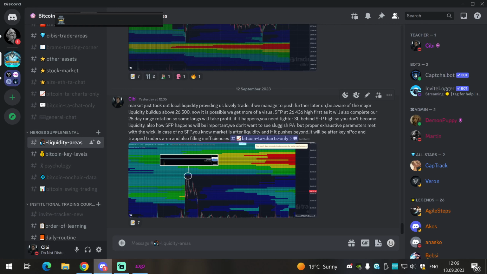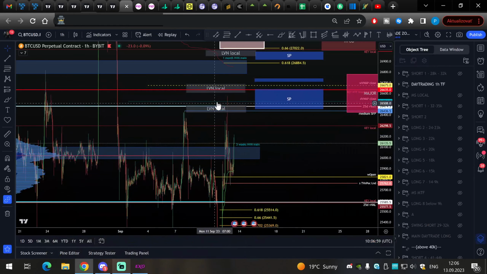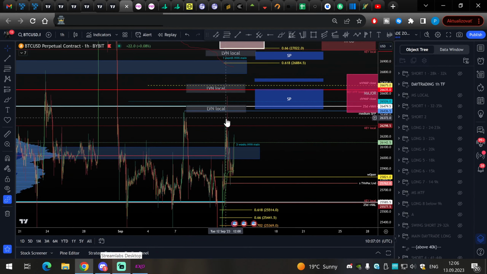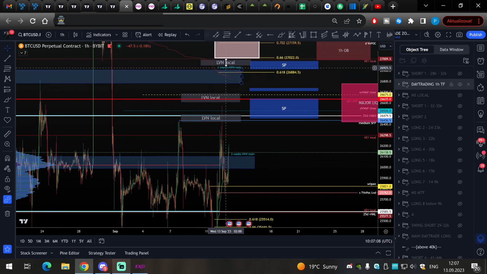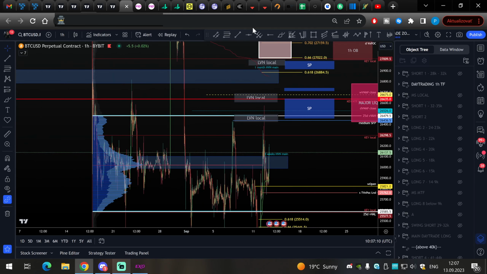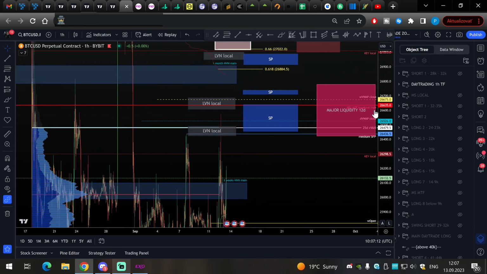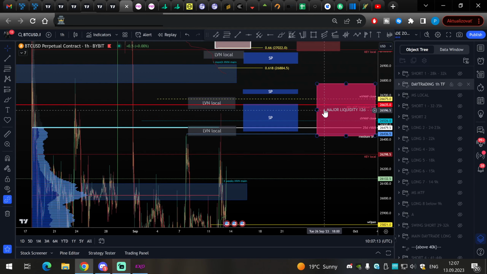You see, I also said if it happens, you need a tighter stop loss behind the swing failure pattern high so you don't become liquidity. So you are doing a swing failure pattern, you're already getting risk free. Now you are making a lot of money already. We take profit too, but you don't want a very wide stop loss like somewhere here or here, unnecessarily, because you still have the major liquidity to cascade.